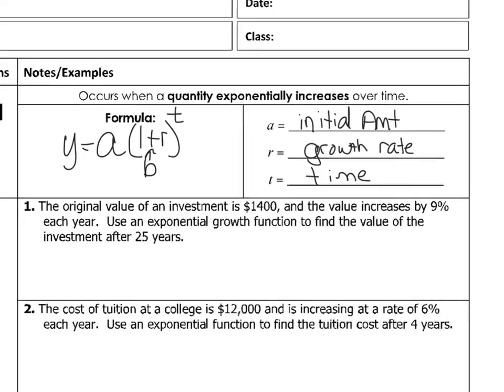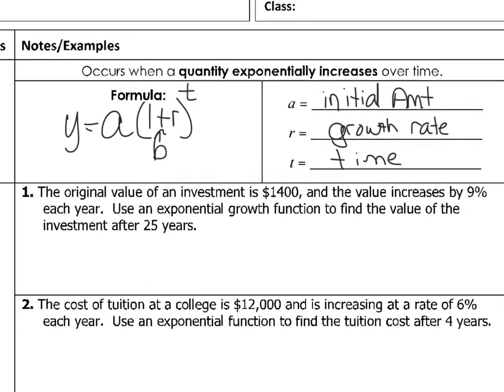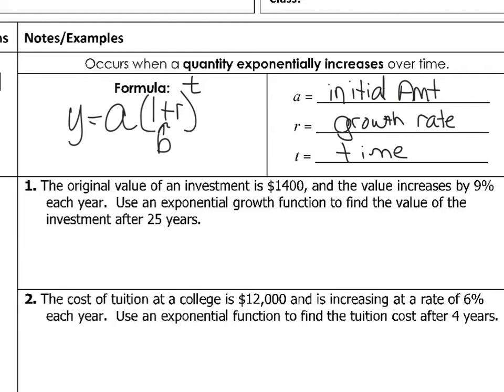All right, so this says that the original value of an investment is 1,400. The value increases 9% each year. Use an exponential growth function to find the value of the investment after 25 years. Now you need to make sure that if you're using each year, your units of time match.